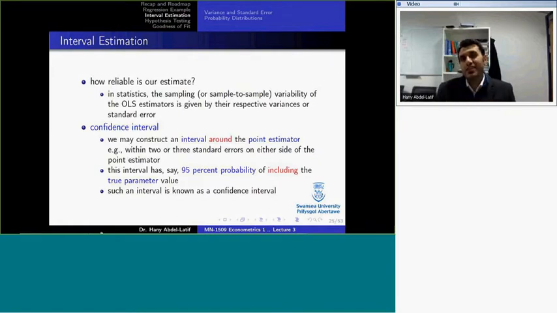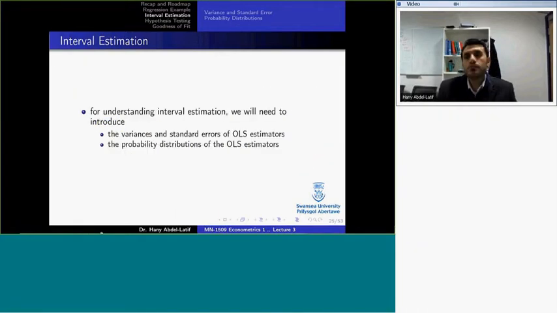so if we're, let's say, 90% or 95% confident that the true parameter will lie within that interval, and if we can obtain such an interval, it is called a confidence interval. So what we're trying to do in this part of the lecture is to learn how to construct this confidence interval, and then we'll learn how to use this to do hypothesis testing.